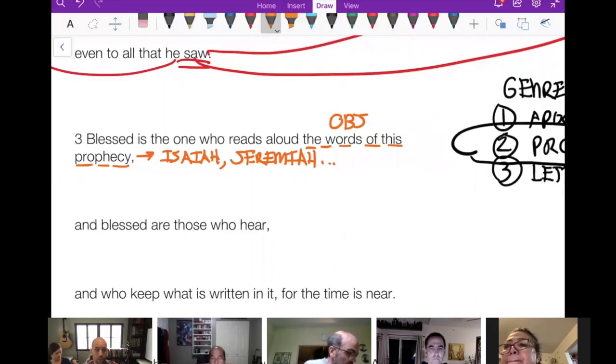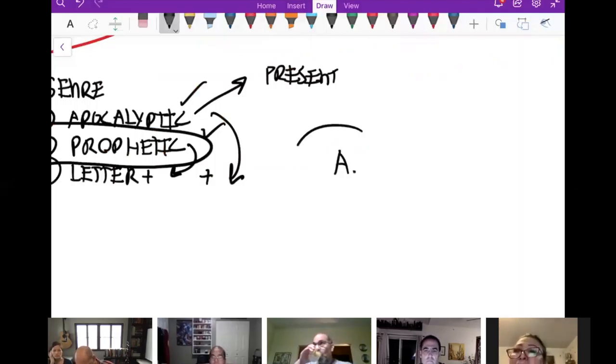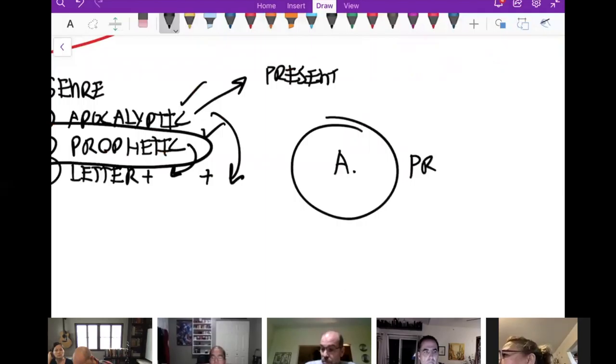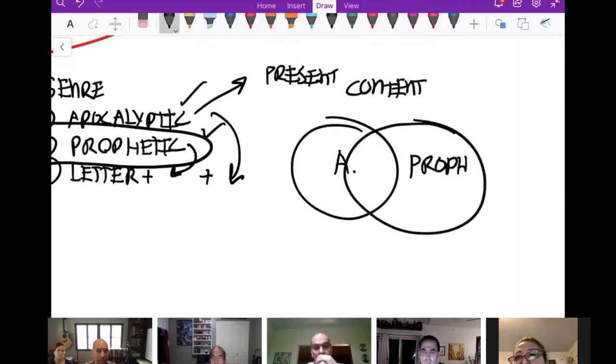Ezekiel is full of visions. So there is overlap. Let's just say, to help define it, this is the apocalyptic genre here, okay? And then we have the prophetic genre. In looking at the content, there is overlap between the two. There are apocalyptic visions in prophetic books, because apocalyptic, as the technical genre that came in time and space and history, was drawing from prophetic books as a pattern to follow.